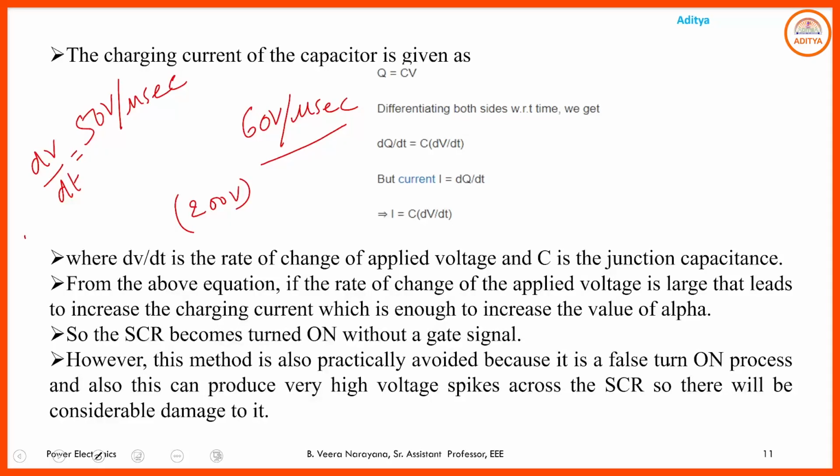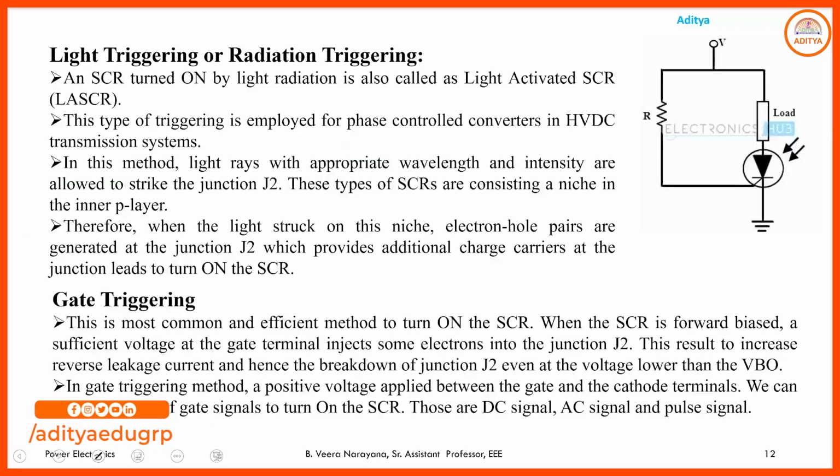But in this dV by dt triggering method, even though the voltage you apply across the SCR is low, if the rate of change of voltage across the SCR is greater than its rated value, then there may be a chance the SCR may come to the on state. Here this dV by dt rating is provided by the manufacturer who designed the SCR. Okay. And next one, light or radiation triggering.